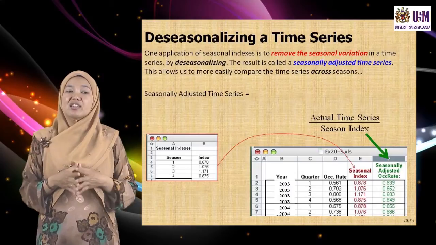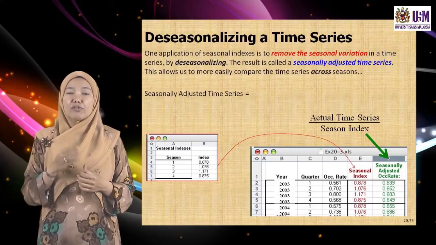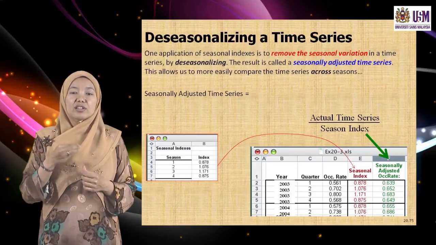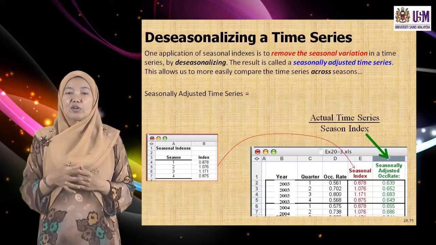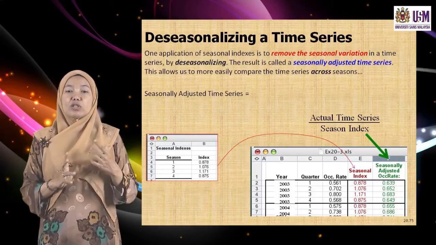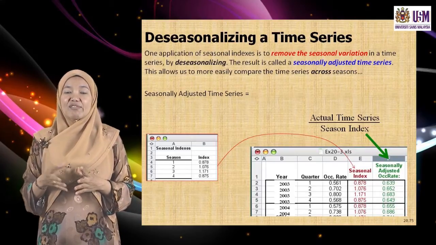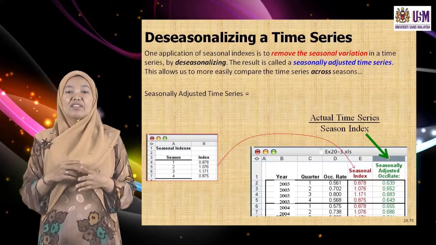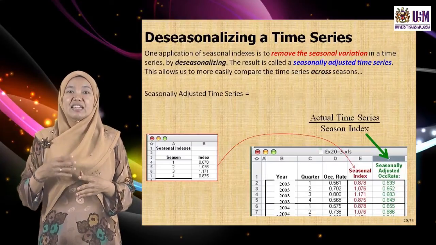Based on the seasonal index that you already calculated earlier, for you to de-seasonalize your time series, the formula is very simple. Take the actual time series, divide by the seasonal index. The ratio is what we call the seasonally adjusted data or deseasonalized data. I'll show a little bit of this. For the first quarter of 2003, with a hotel occupancy rate of 0.561 and a seasonal index of 0.878, the seasonally adjusted occupancy rate is 0.561 divided by 0.878, and you should get 0.639. So that is after deseasonalizing.